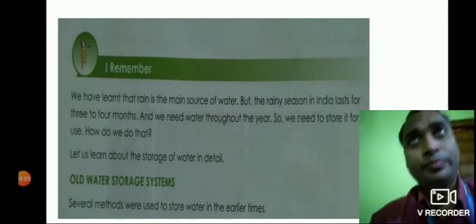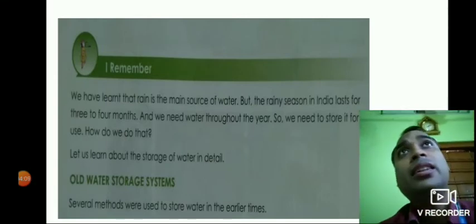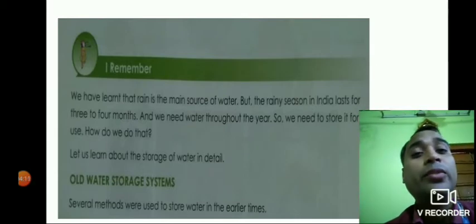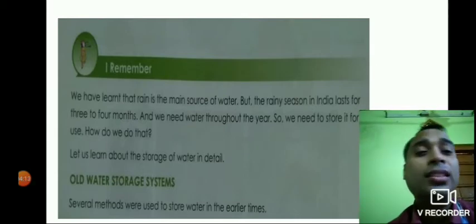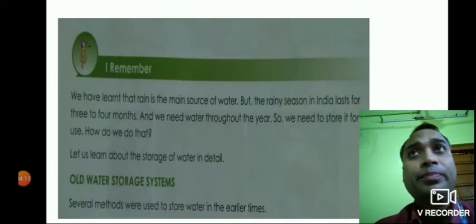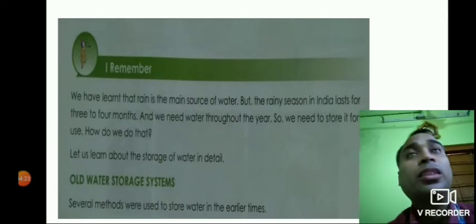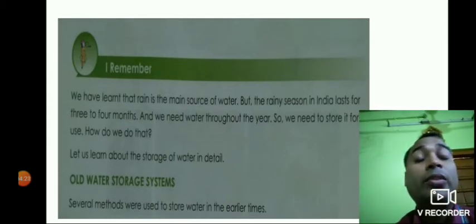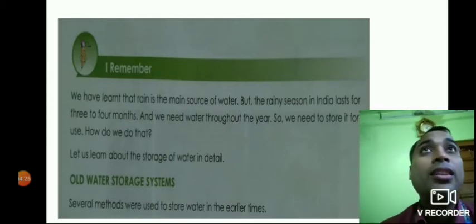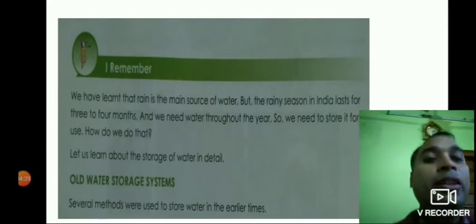So now we have some idea from where the dam or the reservoir gets the water. We know the rainy season occurs for around 3 to 4 months, and the water which comes through the rain can be stored, and that water only is stored in this reservoir. So we need these reservoirs to store the rainwater.